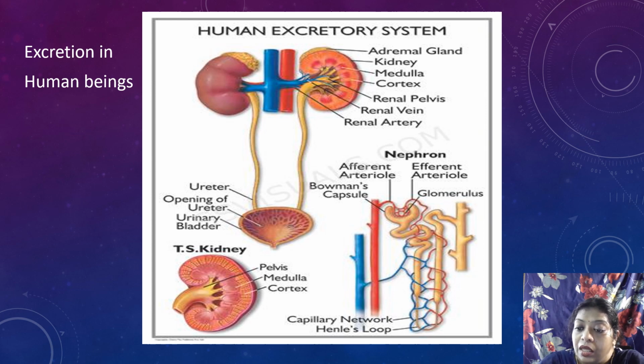okay, the impermeable electrolytes. When you talk about the ascending loop of Henle, what is it? It is impermeable to water and also permeable to electrolytes. I repeat again, what is the ascending loop of Henle? It is impermeable to what? To the water, and permeable to what? To the electrolytes. So the filtrate, what happens here?